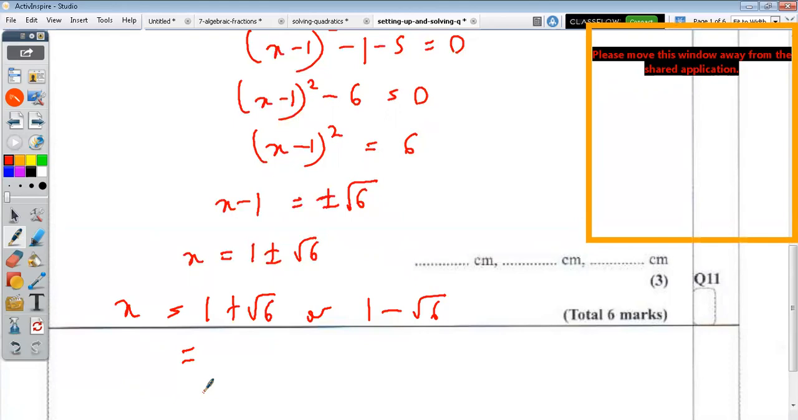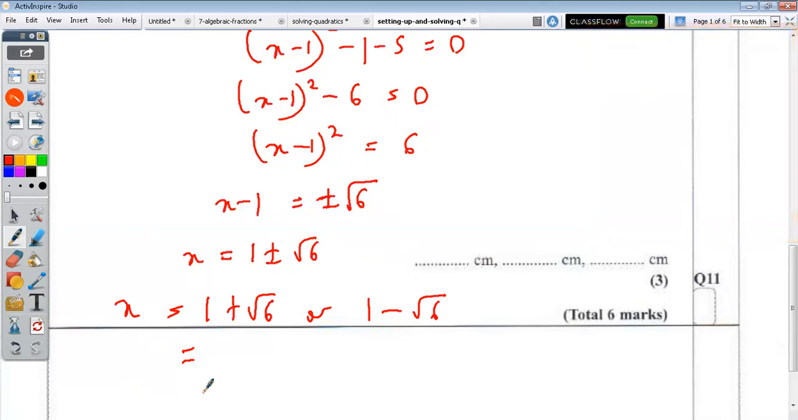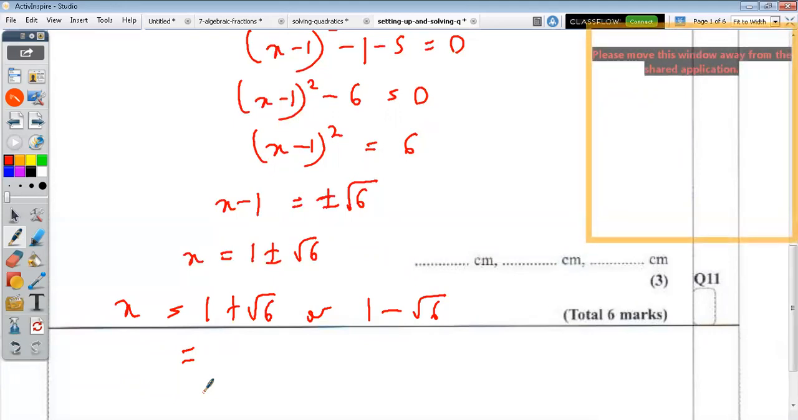Is the first one 3.4? That makes sense. What do you get? Sorry. 1 plus root of 6 to 1 decimal place is 3.what? 3.4. Or what's 1 minus root of 6? Negative 1.4 to 1 decimal place. Yes. Is the method of completing the square making sense?